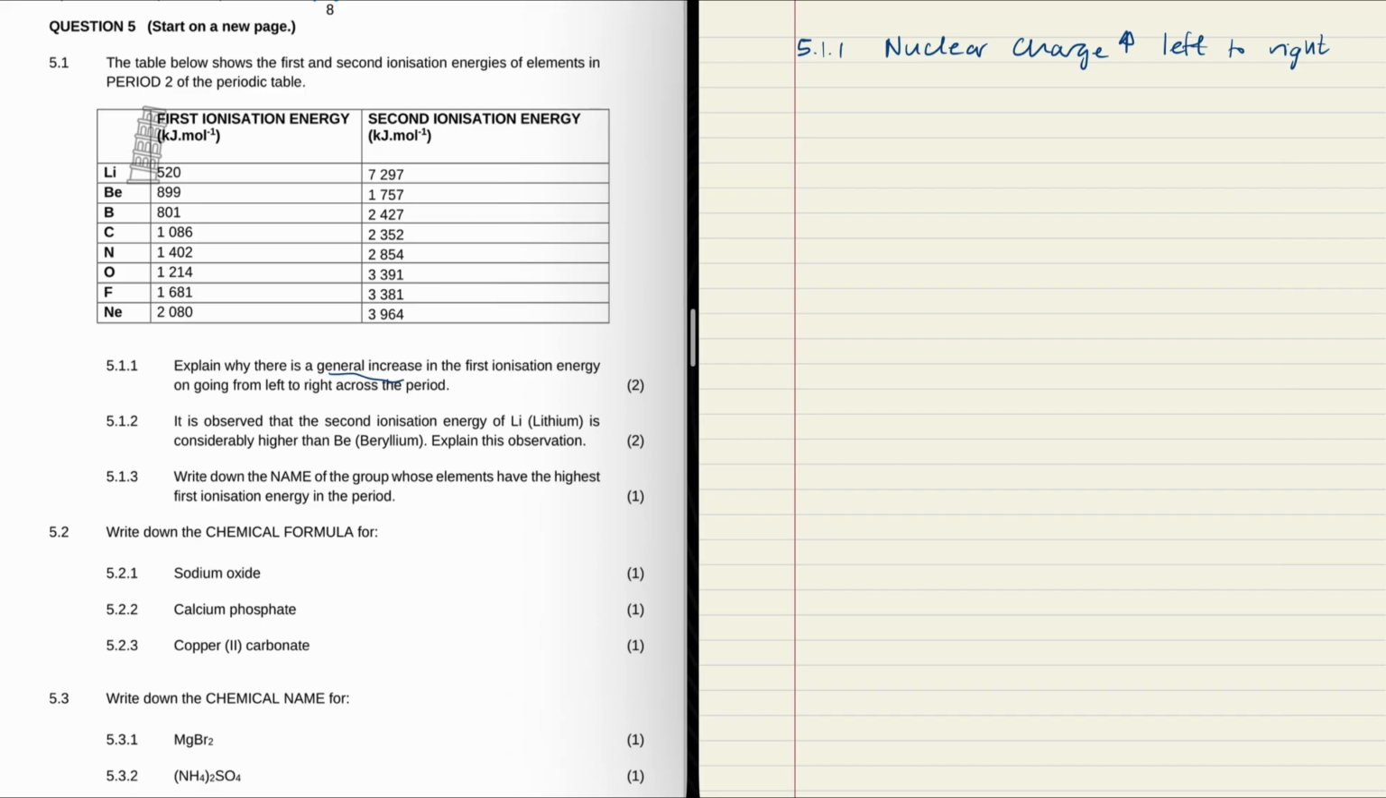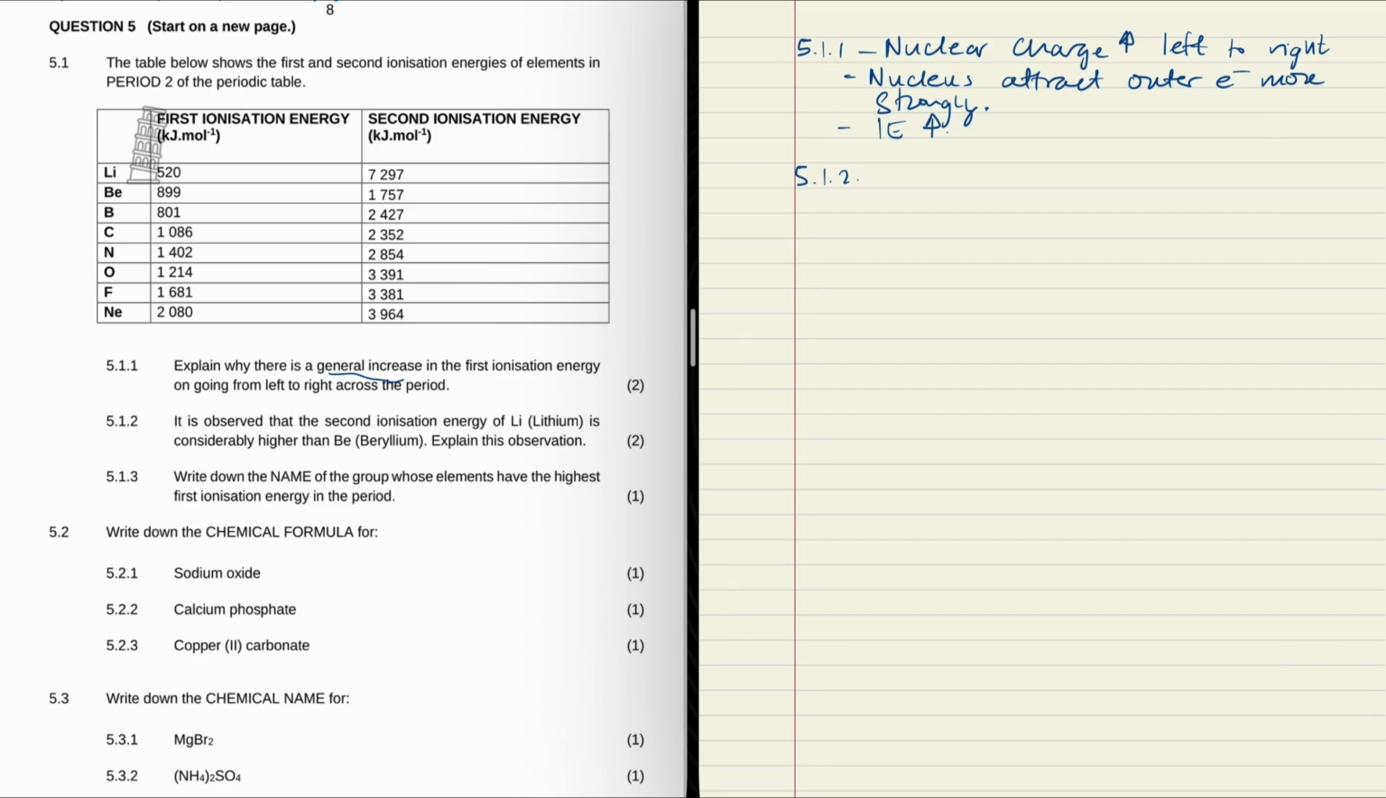And then that's going to have an effect on the force of attraction. Because the nuclear charge is going to be stronger, it's going to be higher, the nucleus is going to attract the outer electrons more strongly. And because it's going to be holding on to those electrons more strongly, it's going to be more difficult to remove that electron. So the ionization energy increases. Moving on to question 5.1.2, it is observed that the second ionization energy of lithium is considerably higher than beryllium.